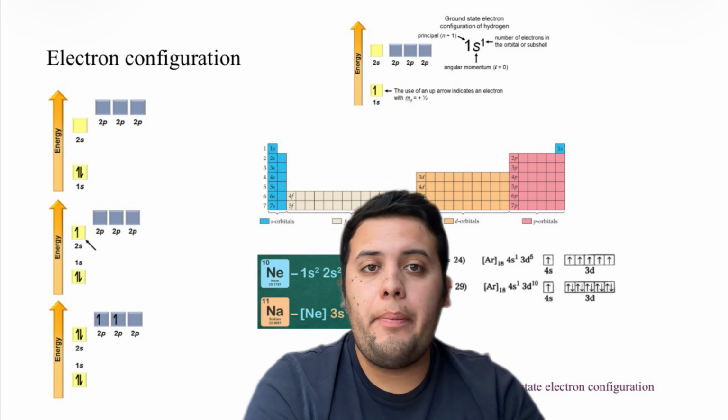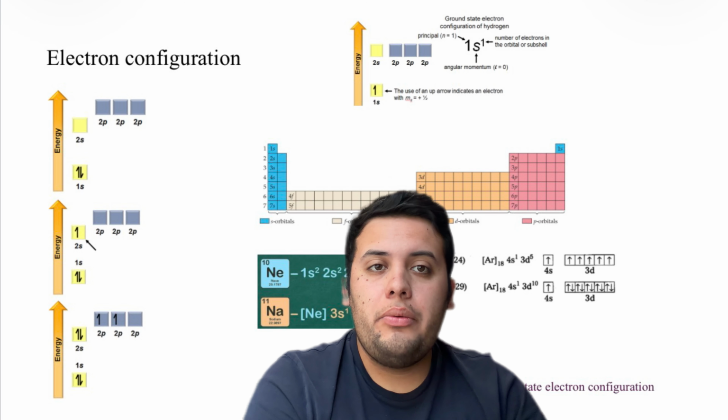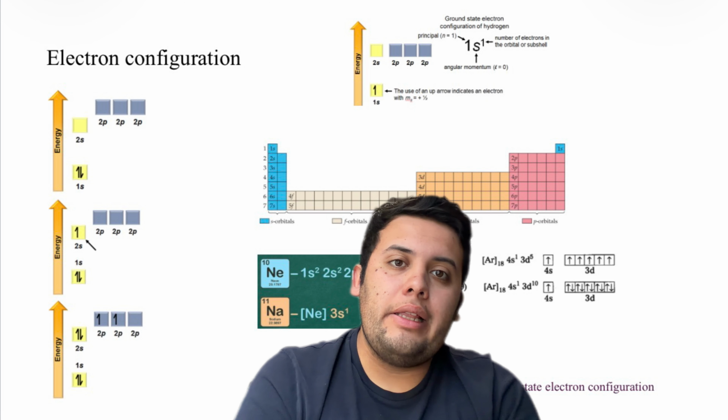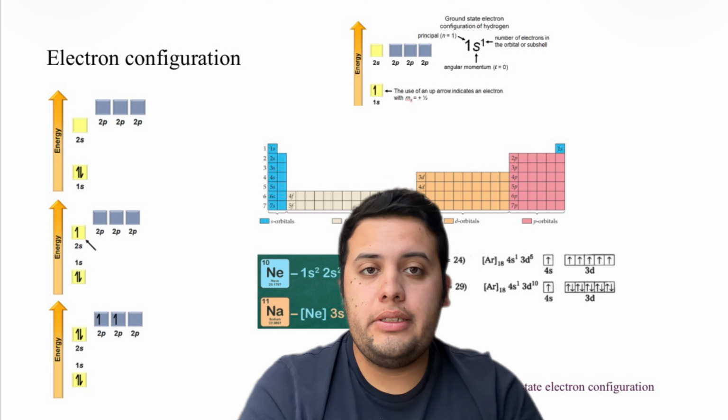The second is the Pauli exclusion principle, which tells us that each orbital can contain a maximum of 2 electrons, and those electrons must have opposite spin.